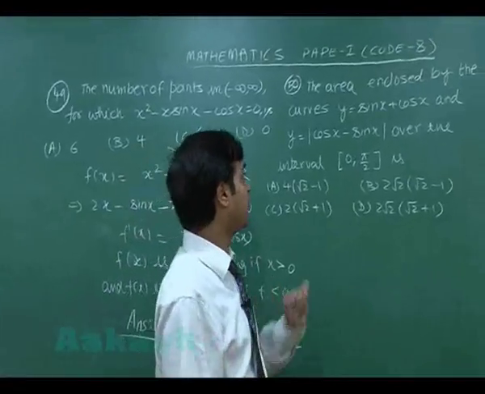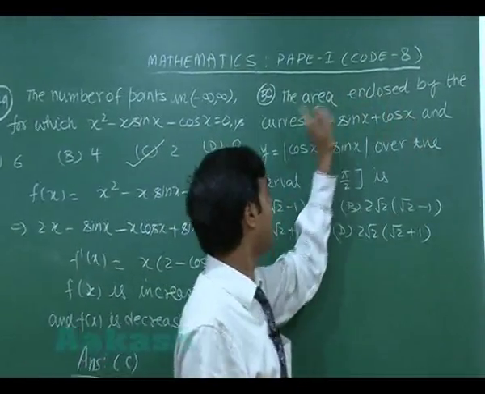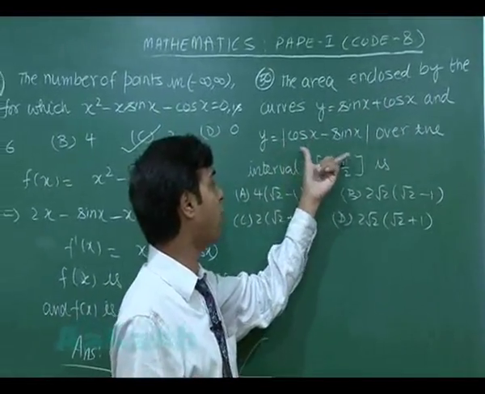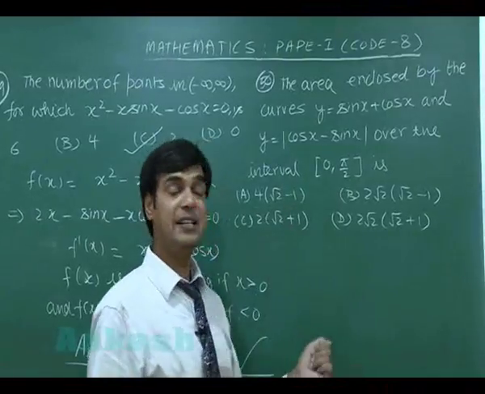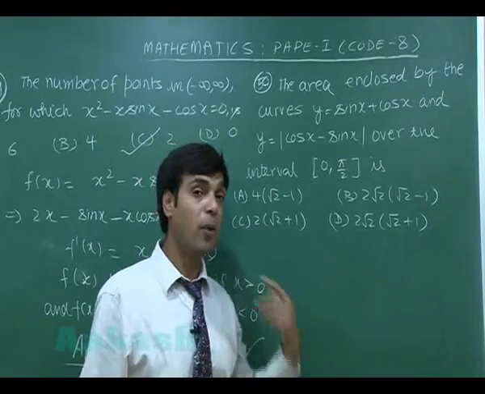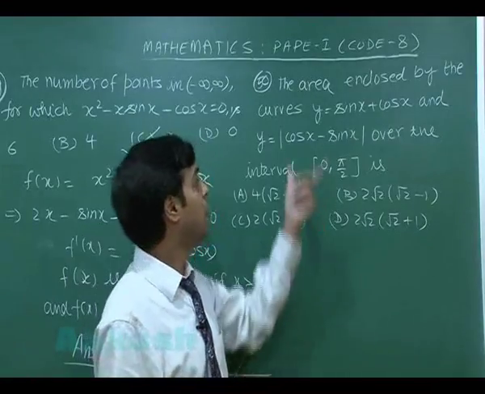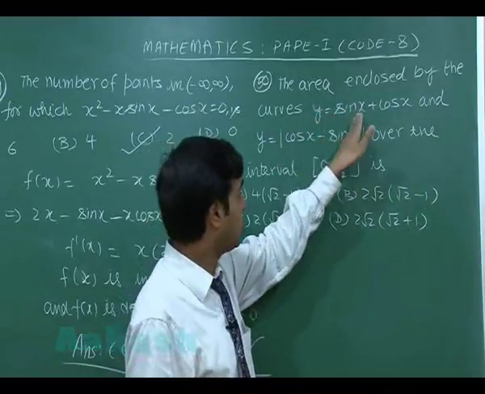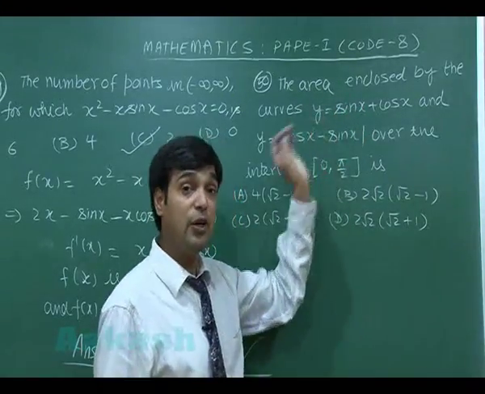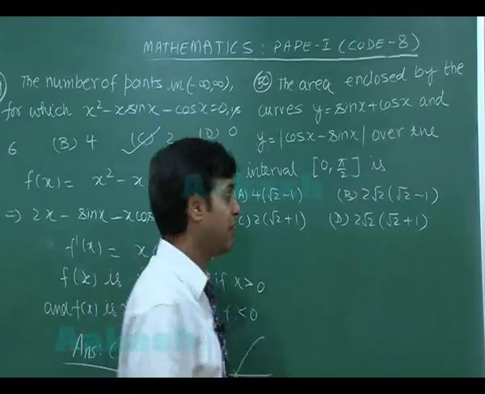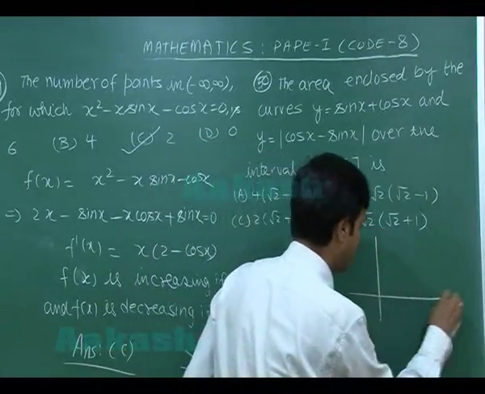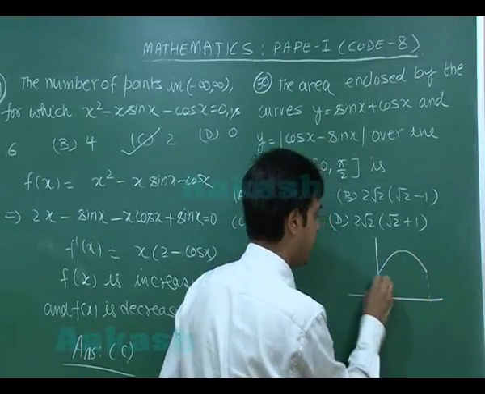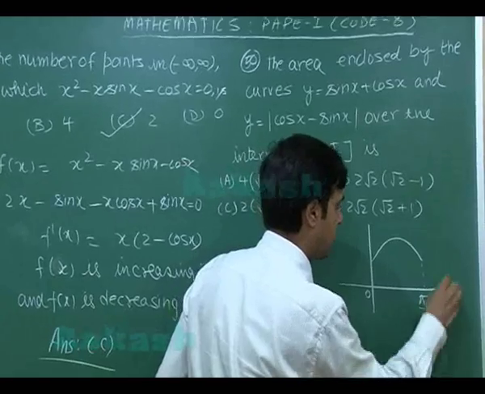Next, question number 50. The area enclosed by the curves y equals sin x plus cos x and y equals modulus of cos x minus sin x over the interval 0 to pi by 2. So the important part for this question is the tracing. y equals sin x plus cos x, multiply by root 2 and divide by root 2 to get root 2 into sin of x plus pi by 4. We can draw this curve as shown, over the interval 0 to pi by 2.